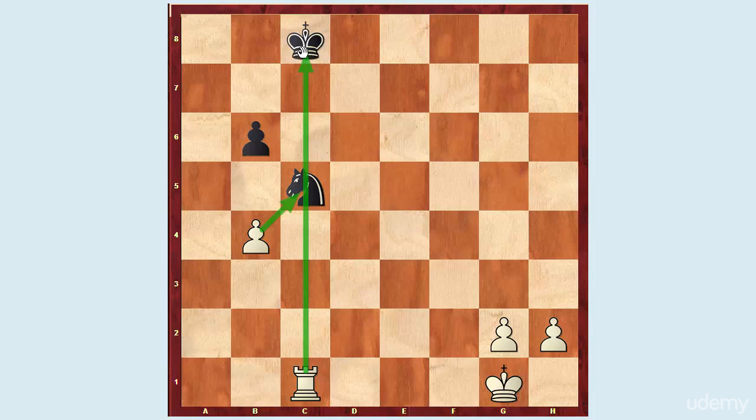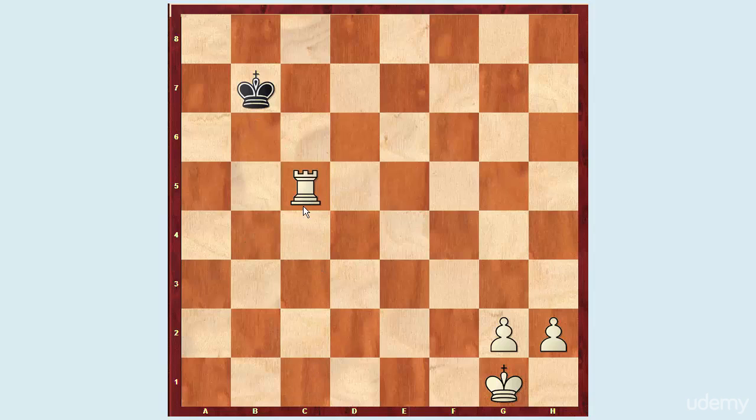And whatever black does, maybe it gets out of the pin like this, and I get an opportunity to capture the knight and get a material advantage. So we saw how using an absolute pin we were able to get some material advantage.